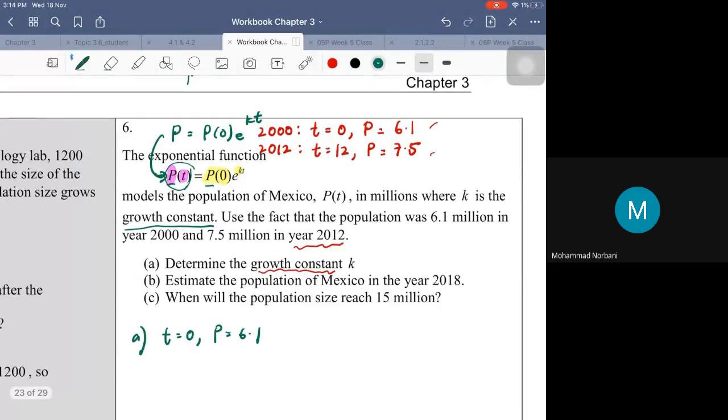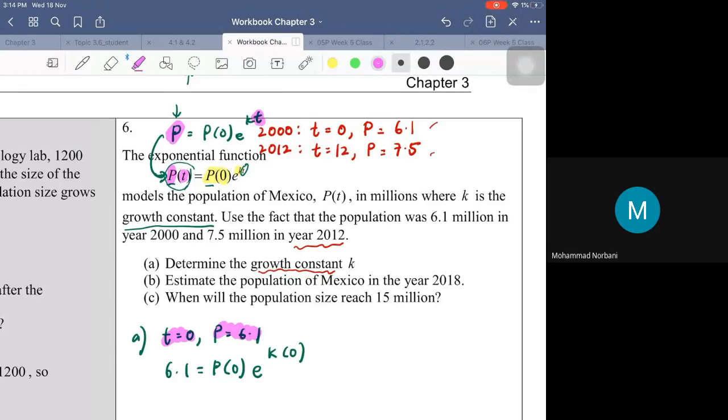So now, I will substitute this P. So the value is going to equal 6.1. And then I'm going to have P naught exponential of K. So I can replace the value of T. So T for this case is equal to zero. So if you look, I replace two values. The first value that I replace is going to be the P. The second value that I replace is going to be the t. Because I have two values, p and also t.